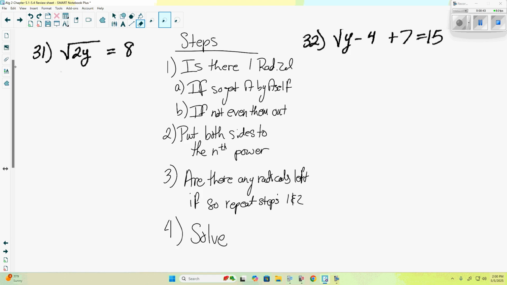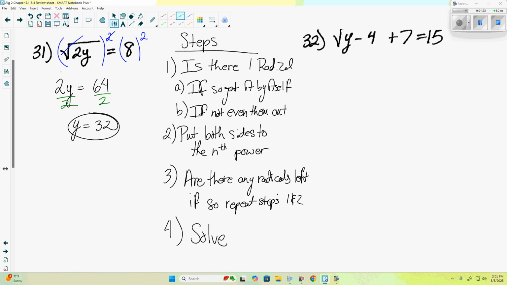So if we look at problem number 31, is there one radical? Well, yes. Get it by itself, it's already by itself. So at this point, we're going to put both sides to the second power. Because on the left-hand side, the square root and square would cancel, telling us that 2y is equal to 64. There are no radicals left, so we can solve for y. We can do that by dividing both sides by 2, telling us y is 32.